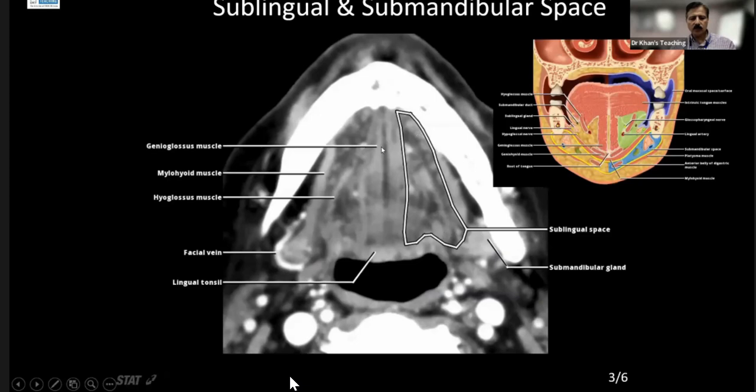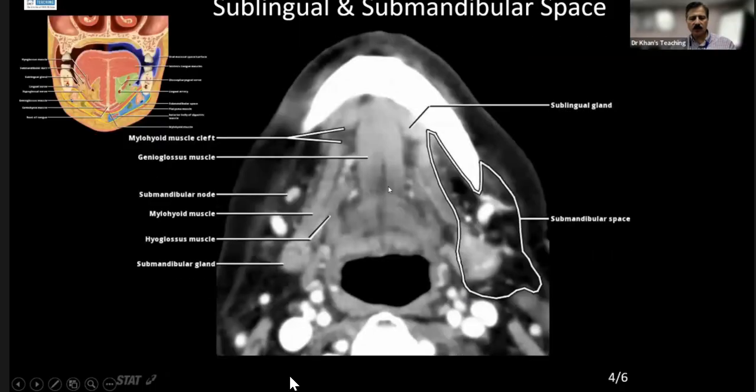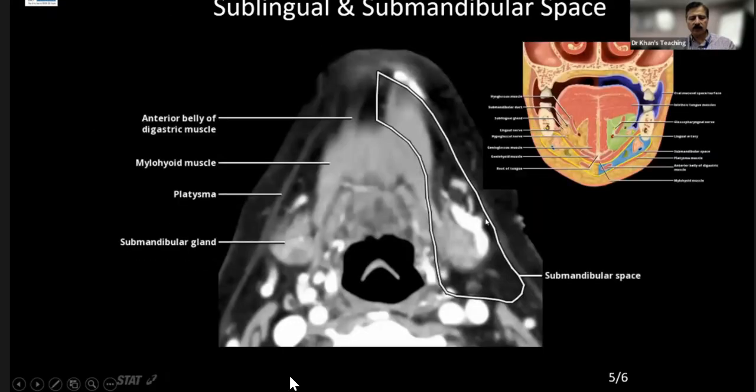This is the genioglossus muscle, and this is the submandibular space. Once again, genioglossus, sublingual, and all of this is submandibular. Submandibular space will go till the level of the hyoid bone. And another key concept to remember is that submandibular space is continuous with the other side. So it goes all the way to the other side. There is no boundary or no division or no septum here.